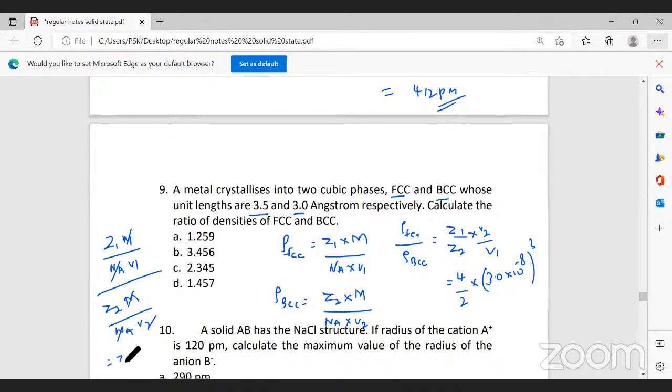So what will you get? Z1 by Z2 will be equal to what now? This V2 will go where? Numerator. So it will be V2 by V1. Yes or no? Yes, sir. Now what is the volume?